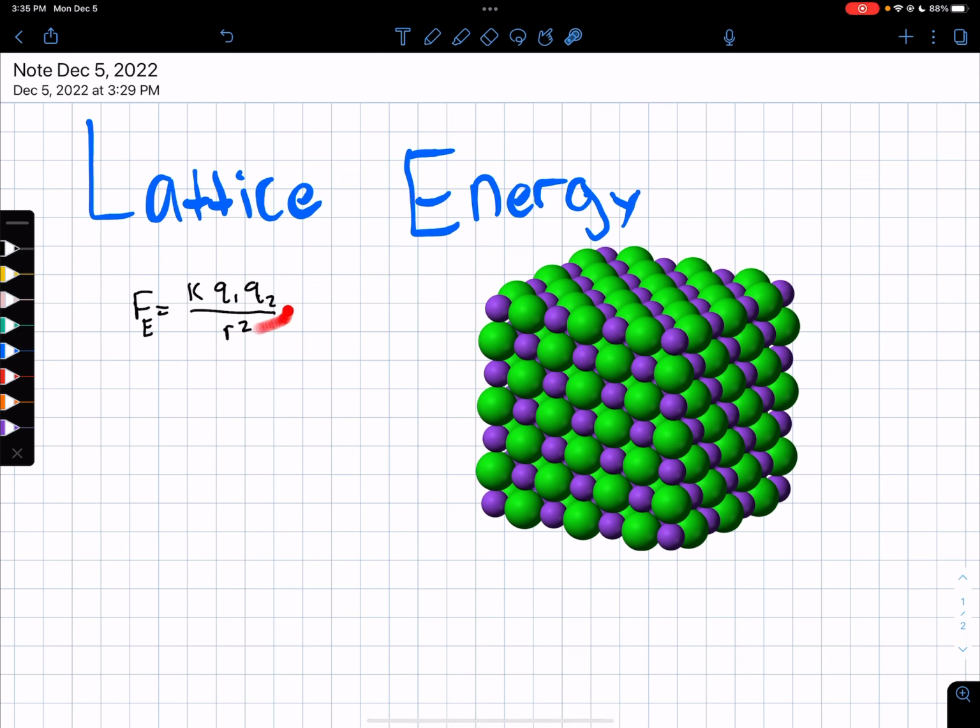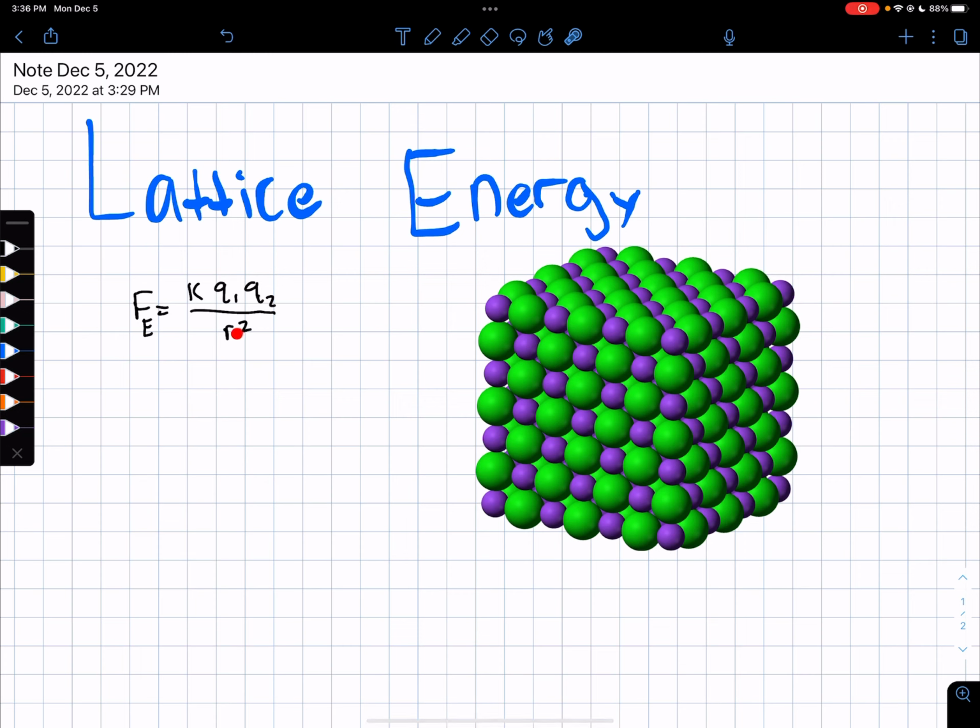And this equation right here is the definition of the electrostatic force, and it just says that it's proportional to some K, some constant, which you don't need to know. This is just the underlying principle, times the two charges. Therefore, the bigger the charges, the bigger the force of attraction. And if the force of attraction is greater, then you would have higher lattice energy.